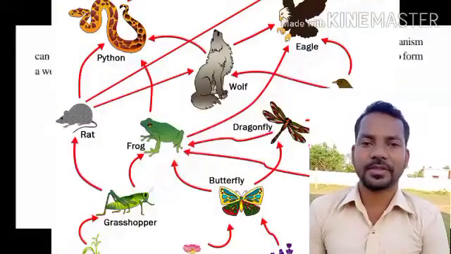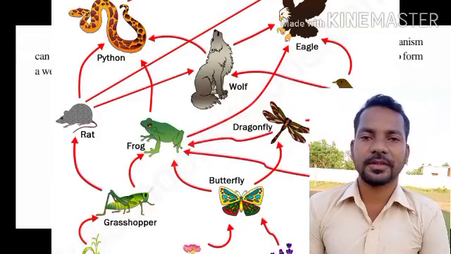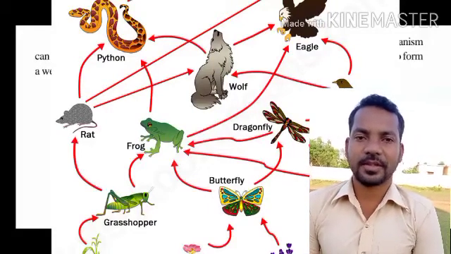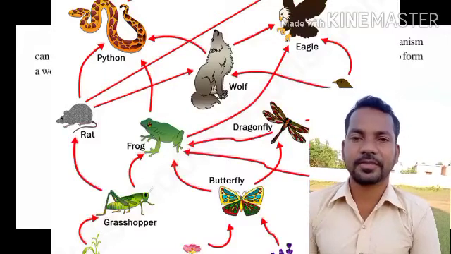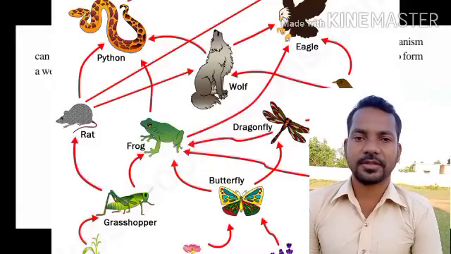You are aware that one organism is eating more than one organism. So the same organism can be a part of more than one food chain. This way, many food chains can be associated to form a web or a net-like structure. Such a structure is called a food web.